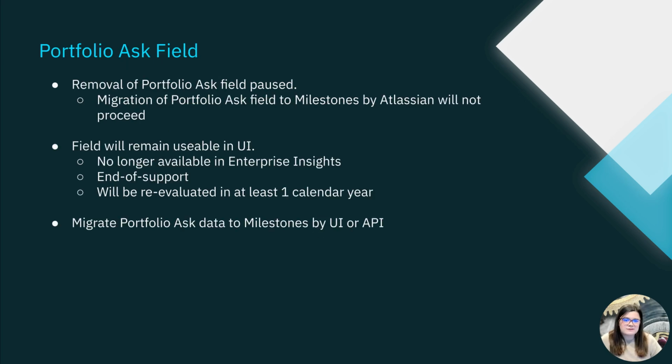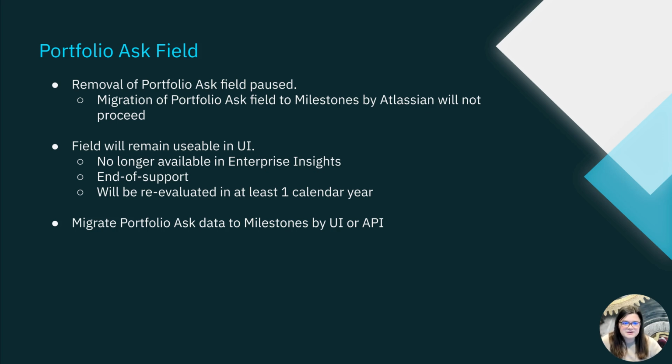Next update is to the portfolio ask field. In August of 2024, Atlassian announced that they will be removing the portfolio ask field from our work items and would be migrating that data into the new milestones functionality. Throughout this change, Atlassian has already removed this field from the Enterprise Insights data and replaced it with the milestone views and columns. After working with customers, Atlassian has paused the effort to fully deprecate this field. So what does this mean for you?